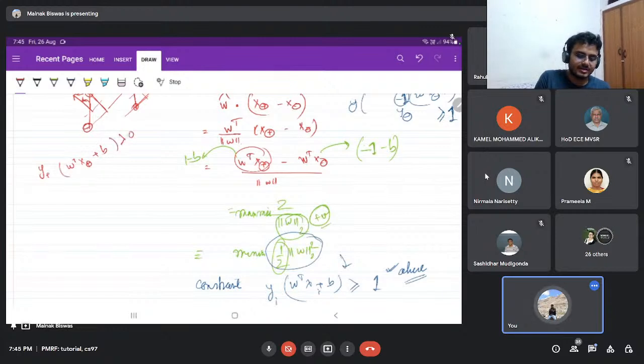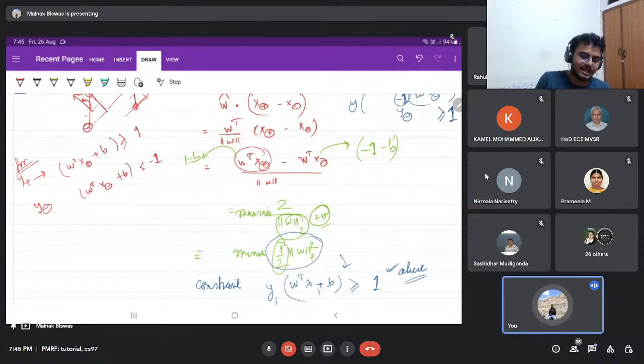This is greater than 0, right? Greater than 1, to be clear. That's how we have defined it, right? For positive examples, and for negative examples, w transpose x minus b has to be less than -1, right?